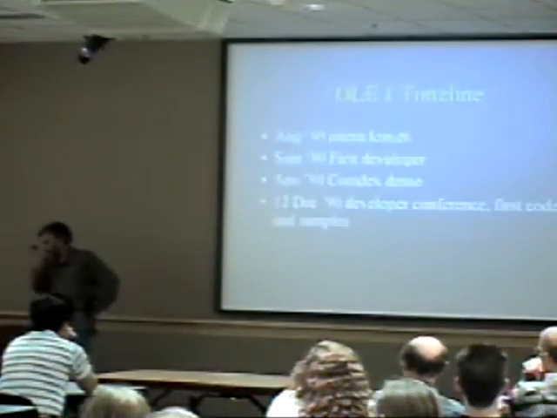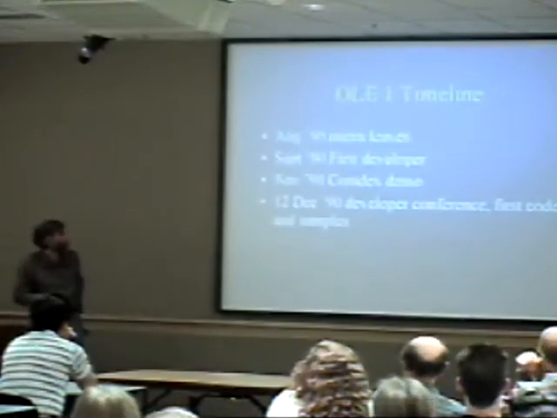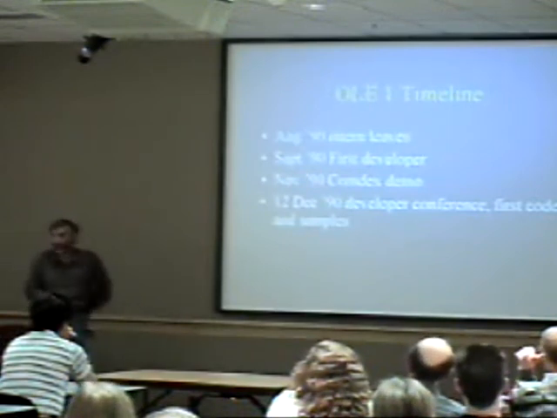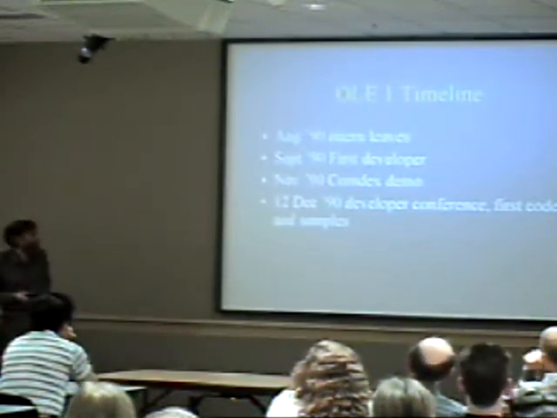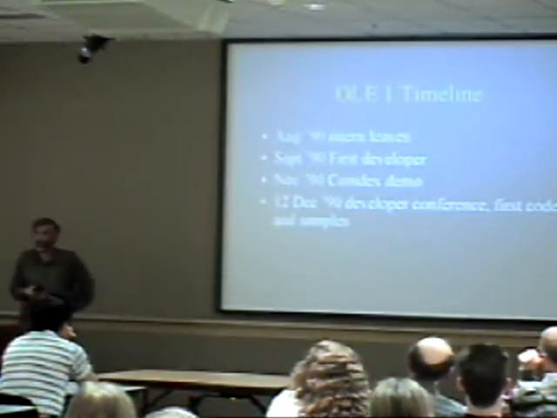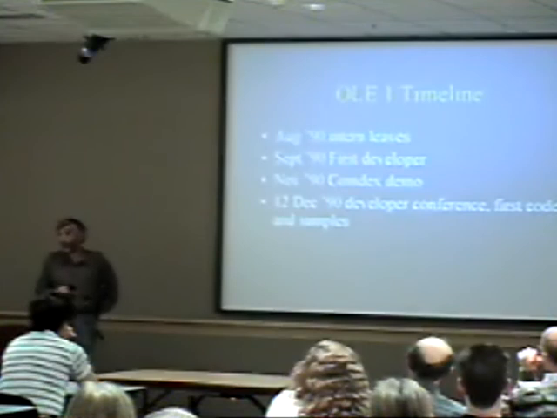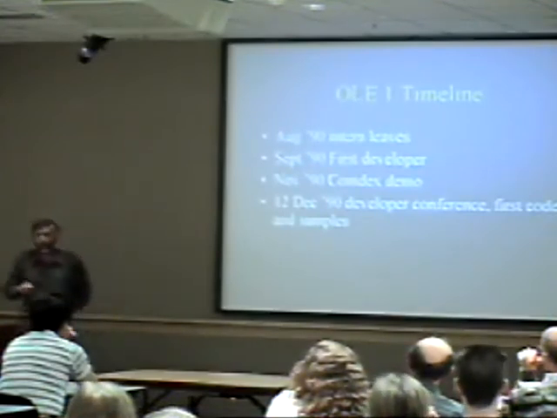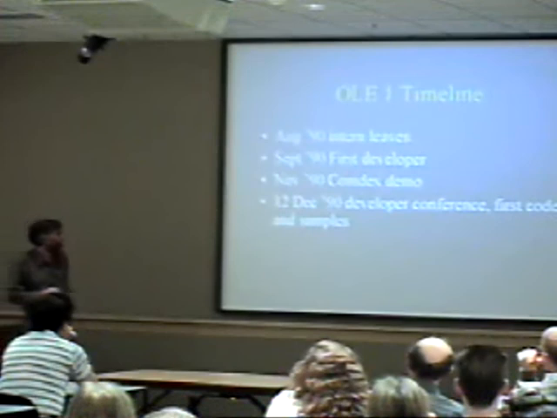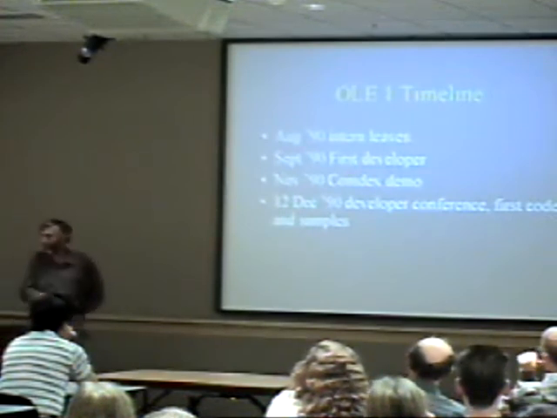So just for fun, I drew up this timeline. At the end of August, my intern left. In September, I got the first developer with no overlap. So he's coming in not knowing anything about the design, not knowing anything about the code. And then other things kind of came up to hit me rather quickly. Like in November, Comdex was coming up and they decided to do a demo because it's cool technology and it shows off Excel and stuff. So VPs need a demo.